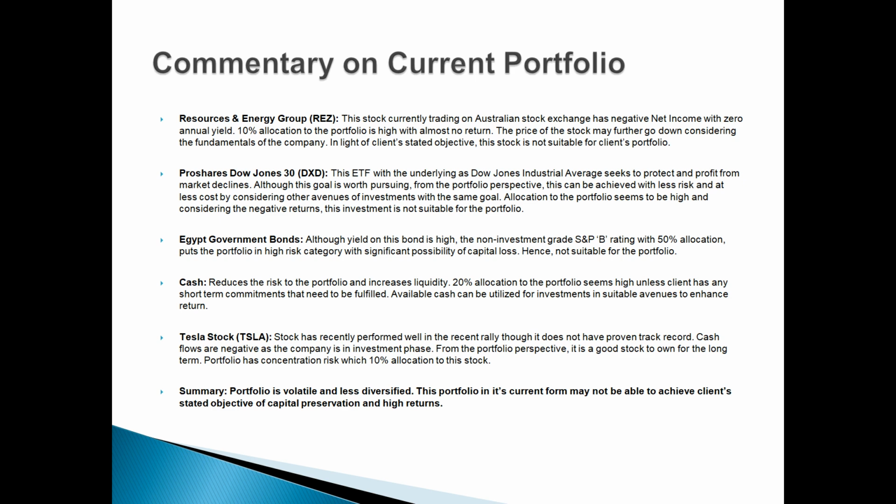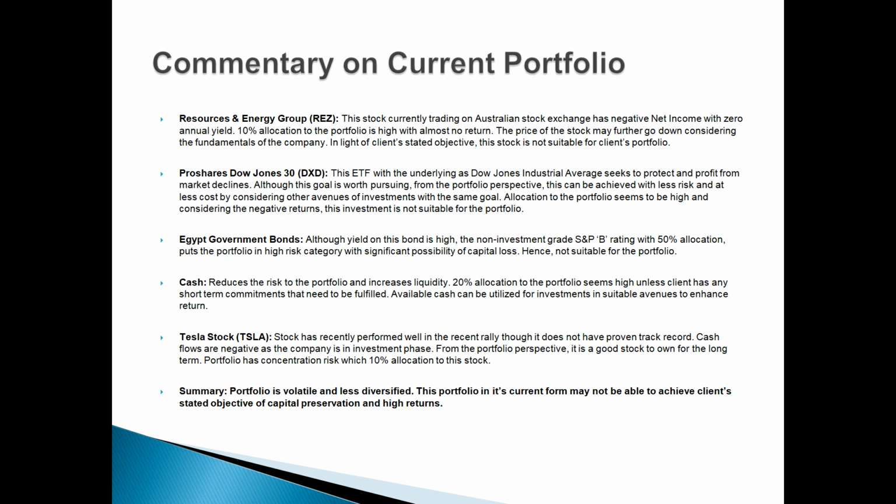The second investment is ProShares Dow Jones 30, which is an ETF with the underlying as the Dow Jones Industrial Average. It seeks to protect and profit from market declines. Although the goal is worth pursuing, from the perspective of the allocation and the cost, I think this particular investment has given negative returns historically and may not be suitable for the client. Downside protection can be provided through different investment avenues at much lower cost.